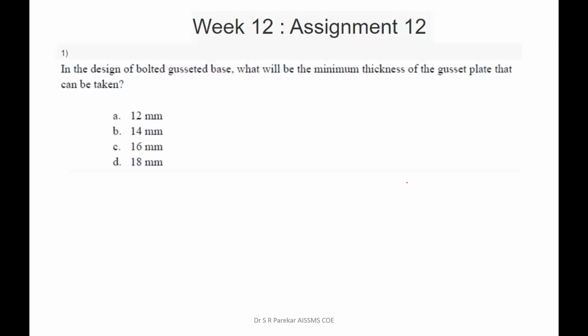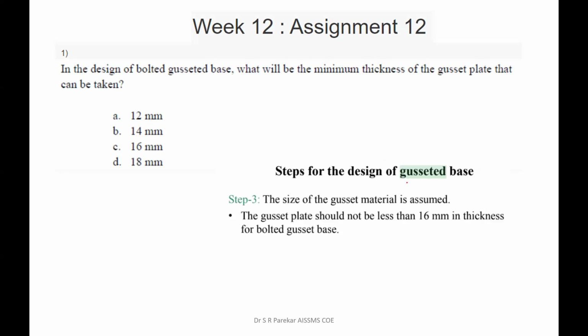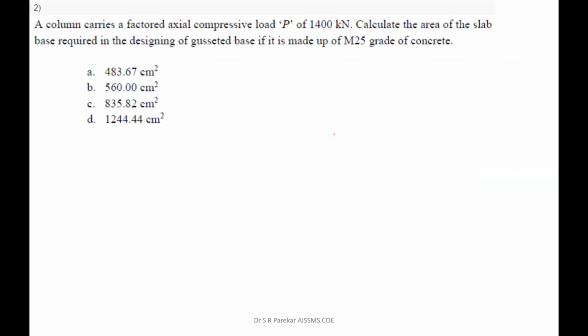So in the design of bolted gusseted base, what is the minimum thickness of the gusset plate that can be taken? That is given in their materials, steps for the design of gusseted base. The gusset plate should not be less than 16 mm in thickness for bolted gusseted base, and that is the minimum thickness of gusset plate for gusseted base. So the option is C, 16.